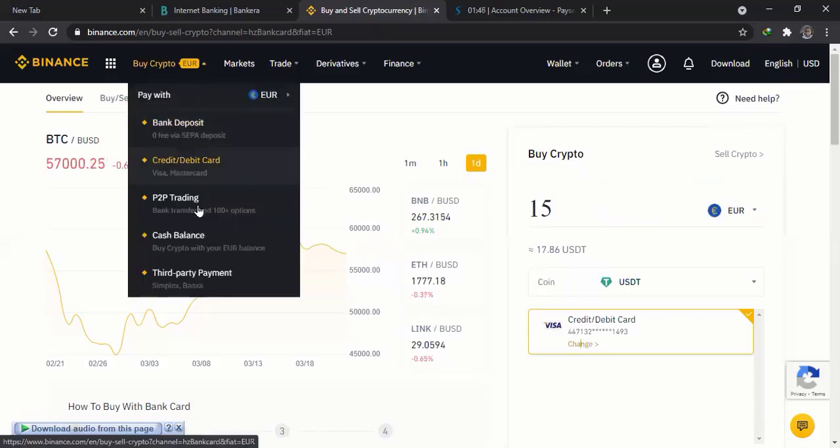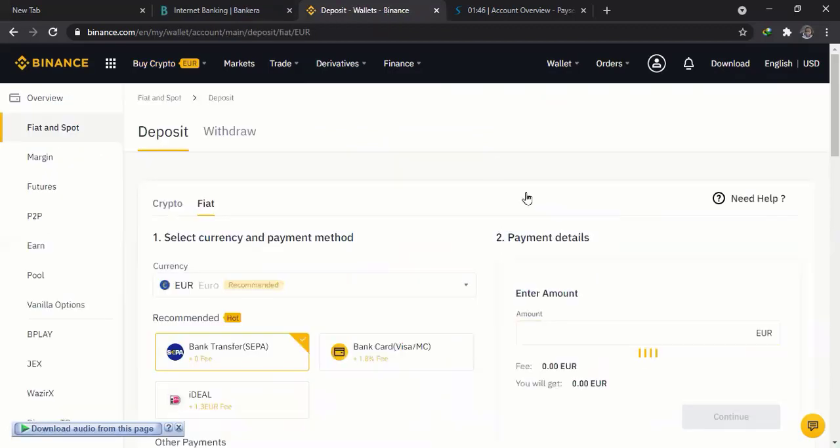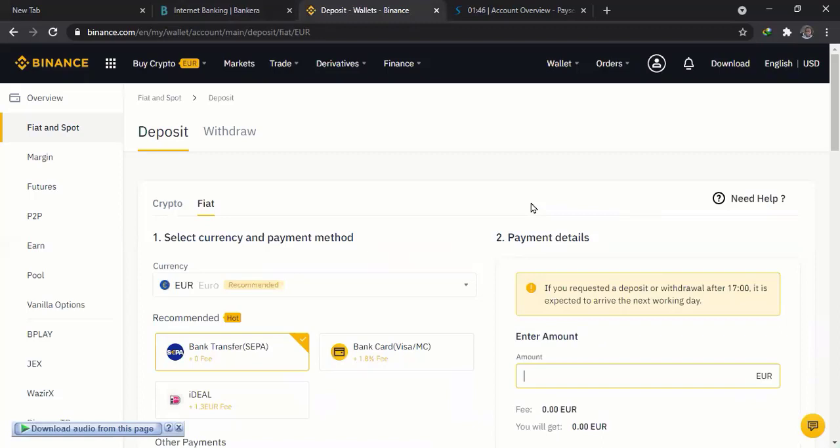Now, the other one is peer-to-peer trading, which we're going to cover towards the end of this video. That's another way of purchasing with over 100 payment options. Now, the method I use is the bank deposit SEPA. This is the preferred method that I use. Not all of you will be able to do it. You can only use it if you have a European bank account that allows SEPA transfers. SEPA is the Single Euro Payments Area, if I'm not mistaken. It works in the EU area and the EEA zone.